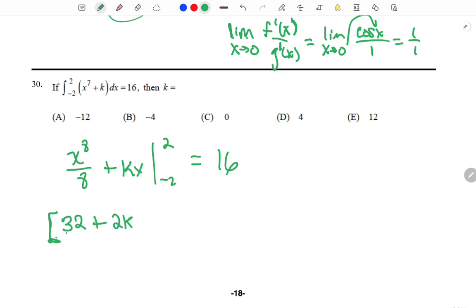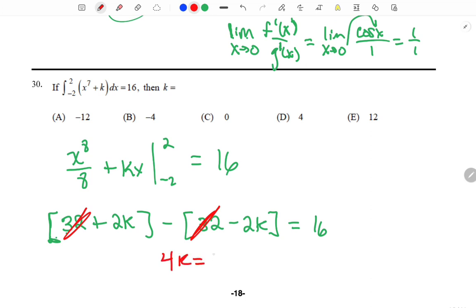plus 2k minus, and when I plug in -2, to the 8th is going to be the same number, 256 divided by 8, we're going to get 32 again. And then minus 2k. And that answer is going to give us 16. Now, it didn't even matter what the 32s were because they're going to cancel out. 2k minus -2k is 4k equals 16. Divided by 4, k is 4.